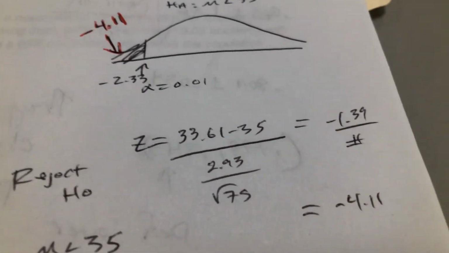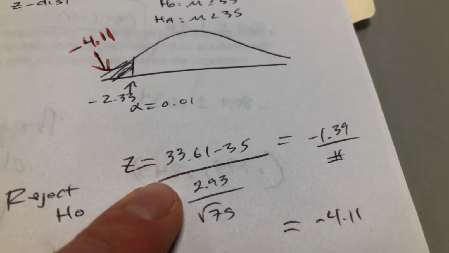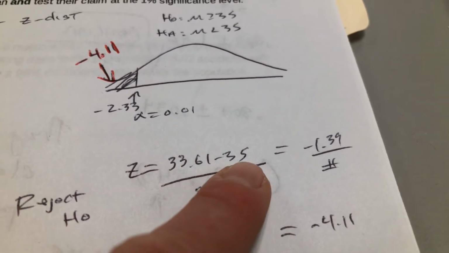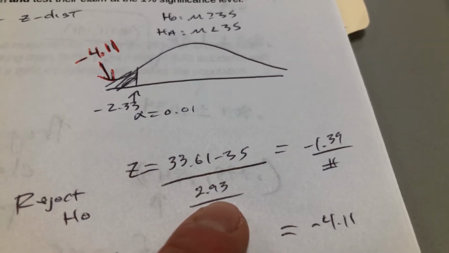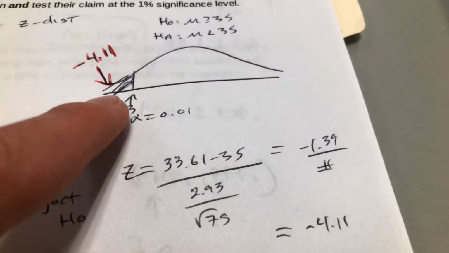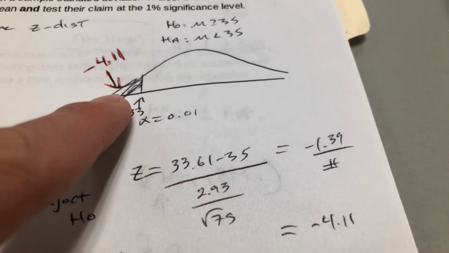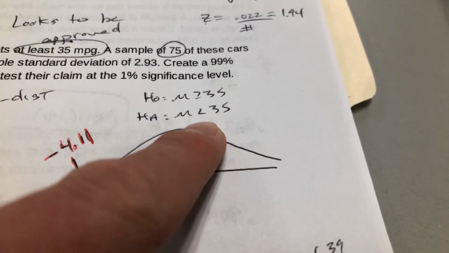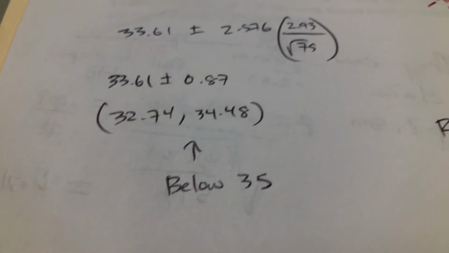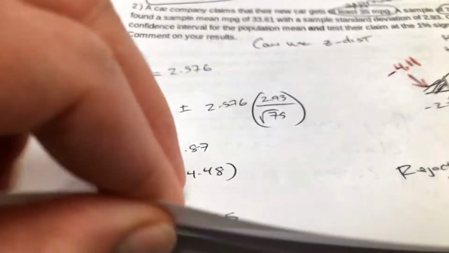All right. There's my formula. We've been working with this a while. Sample mean, proposed mean, sample standard deviation, sample size. Anyway, we get negative 4.11, which is solidly in the rejection region. We reject H0, and we say that the mean is less than 35. It's definitely, no matter what you do, less than 35.